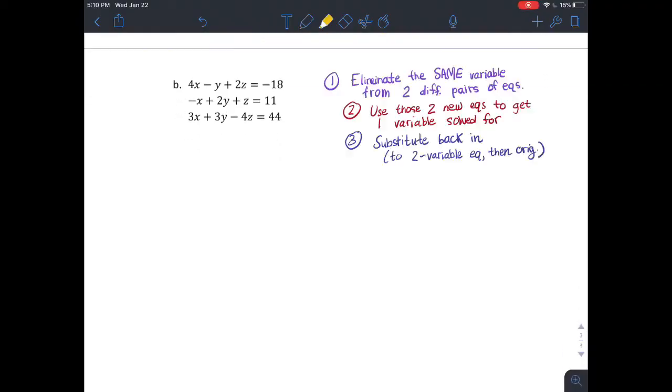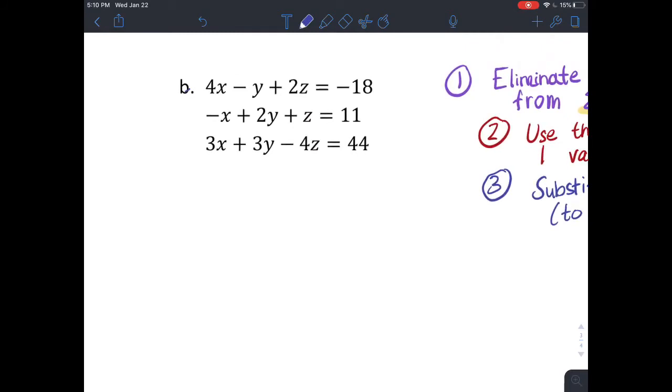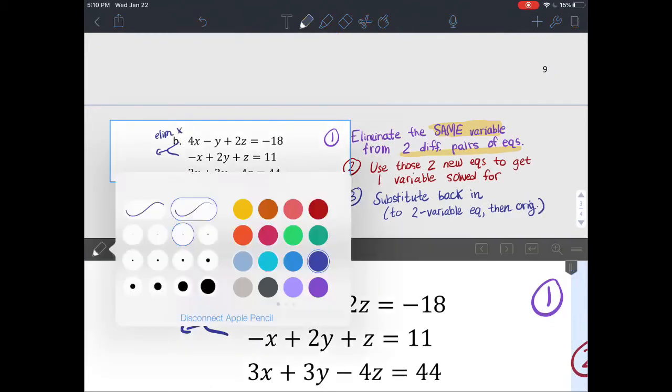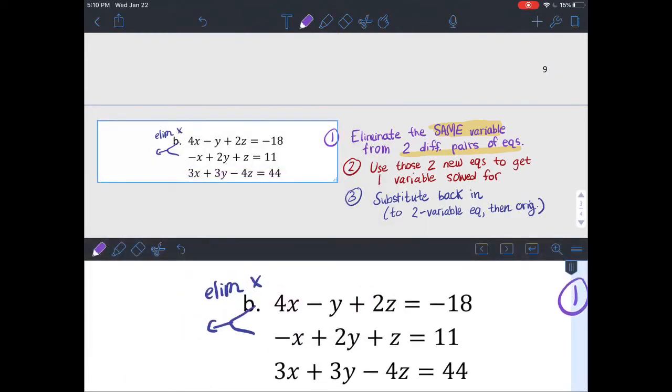One thing that you maybe didn't do a ton of in Algebra 1 is solving systems of 3 equations. So it's best to go with elimination. Start by eliminating the same variable from 2 different pairs of equations. So I'm going to take the first 2 equations and eliminate x, which means I'll multiply my second equation by positive 4 in order to do that. So if I jot down what my new equation is going to look like over here, I'll have negative 4x plus 8y plus 4z equals 44.